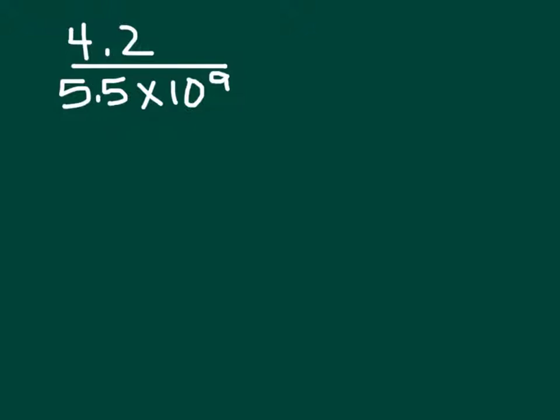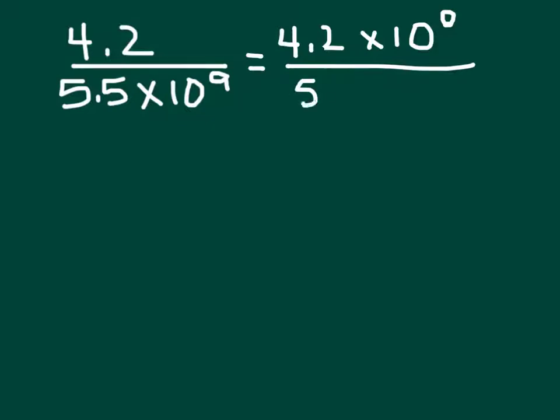Now 4.2 divided by 5.5 times 10 to the 9th. Once again, we're going to need to put this in scientific notation so that we can divide it better. So 4.2 times 10, we didn't move the decimal at all, so we're going to put a 0 here, over 5.5 times 10 to the 9th.